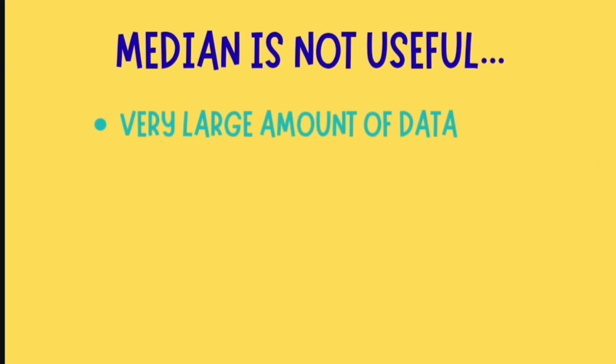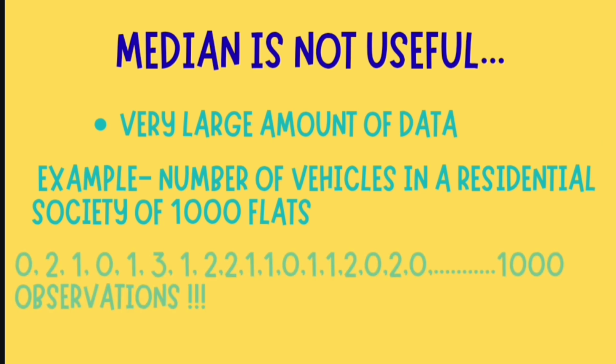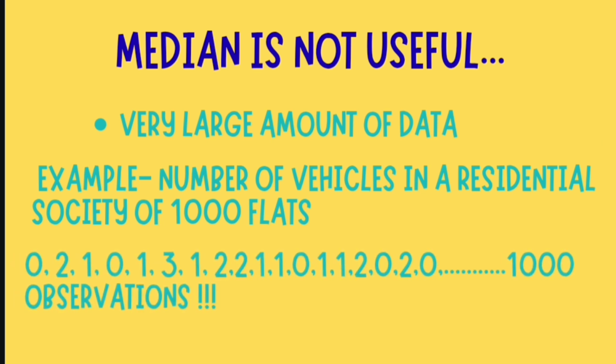Suppose you are finding out the number of vehicles from each flat in a society of say 1000 flats. Just imagine the number of data that you will be getting, which you have to arrange in ascending order and then see the middle value. It's very difficult over here.